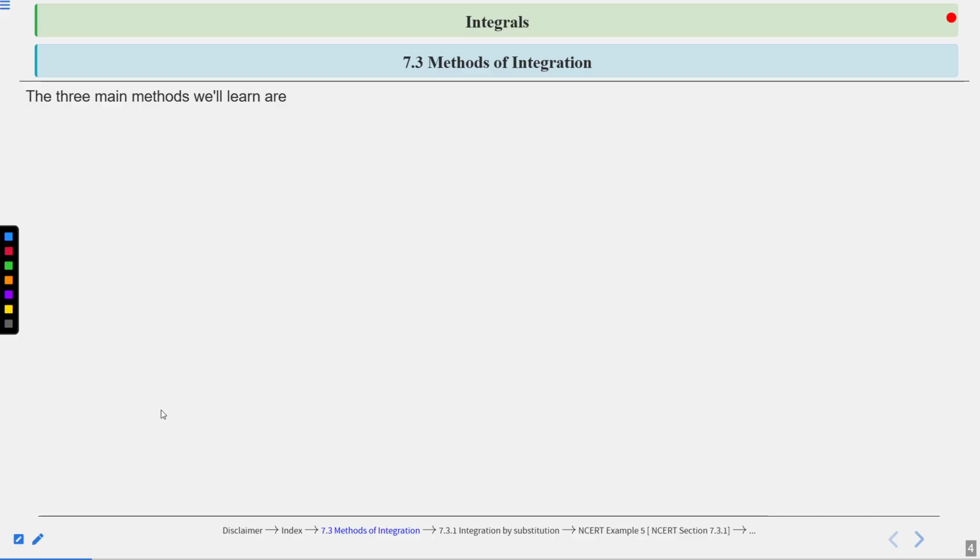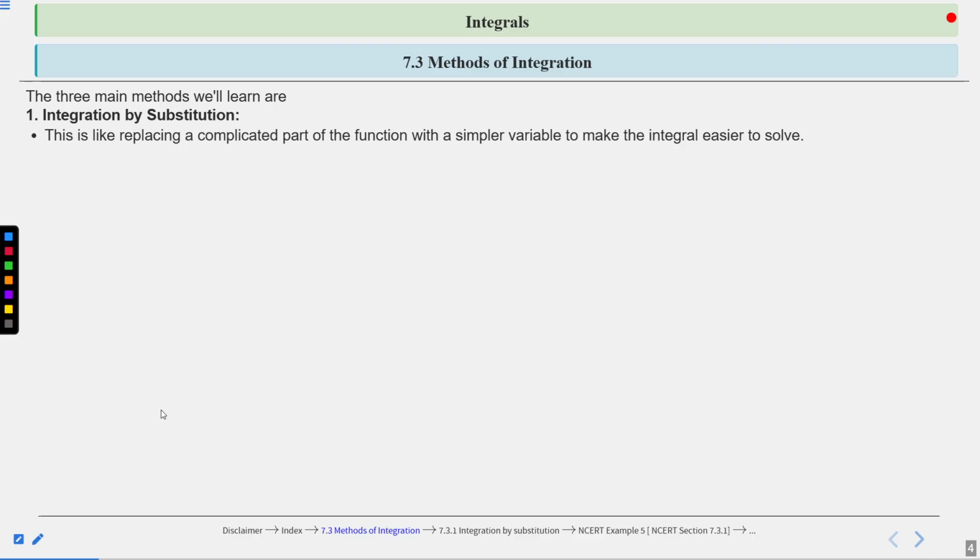So let us start with NCERT section 7.3, methods of integration. The three main methods we will learn, first, is integration by substitution. What is integration by substitution?